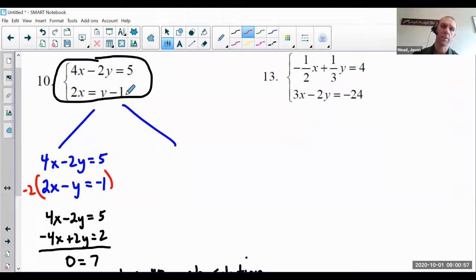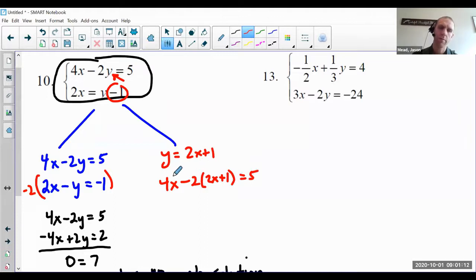We can also solve this by substitution if you wanted. So you could say y equals 2x plus 1 by adding the 1 over. And then taking this and substituting it in here. So 4x minus 2 times 2x plus 1 equals 5. If I distribute, I have 4x minus 4x minus 2 equals 5. So those cancel. I get negative 2 equals 5. That makes no sense. No solution.